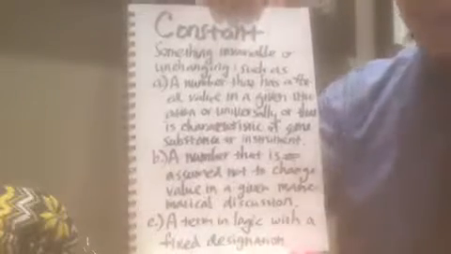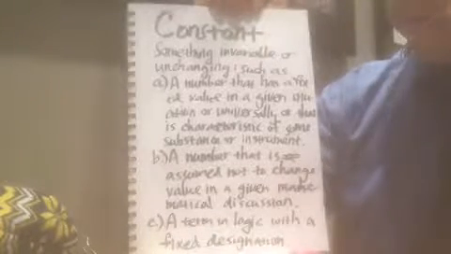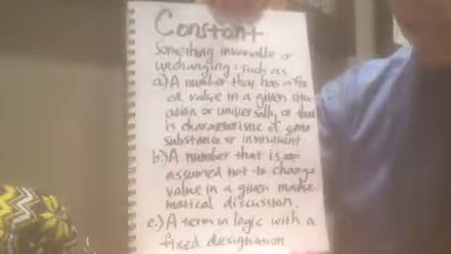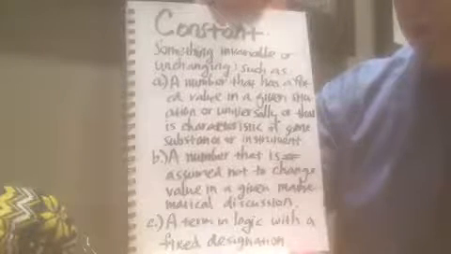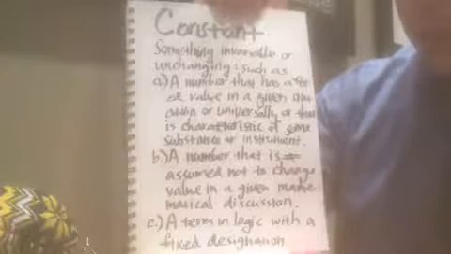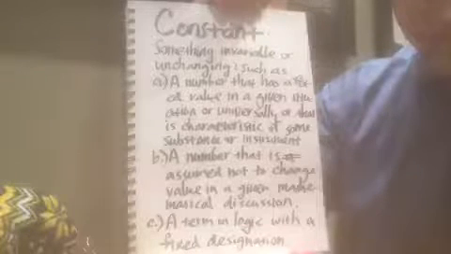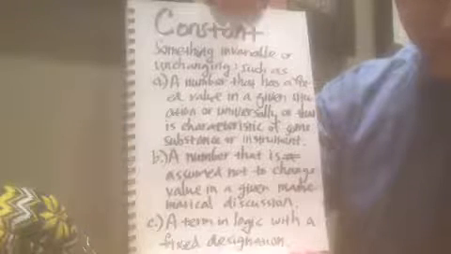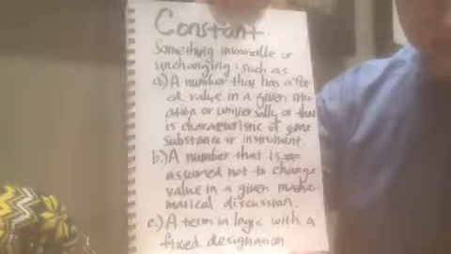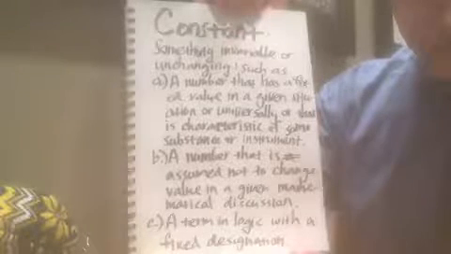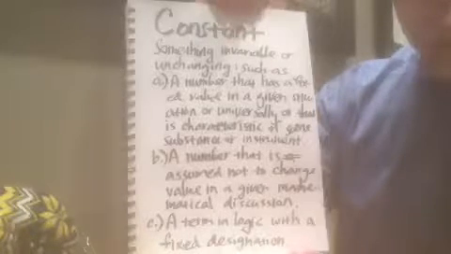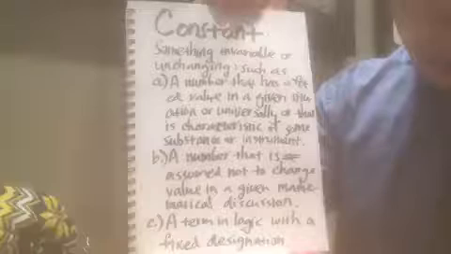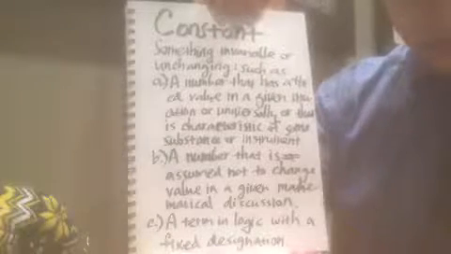Here's the definition for constant. As opposed to variable, which describes a number that changes, a constant is something invariable or unchanging, such as a number that has a fixed value in a given situation, or universally, or that is characteristic of some substance or instrument. B, a number that is assumed not to change value in a given mathematical discussion. C, a term in logic with a fixed designation.